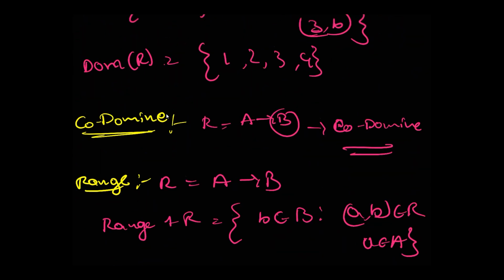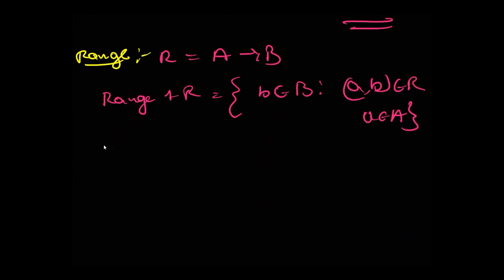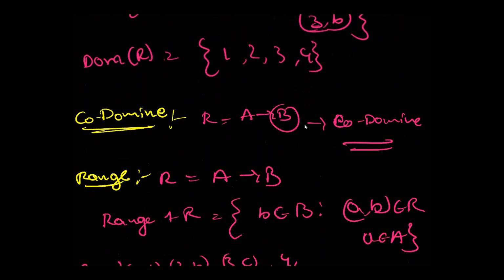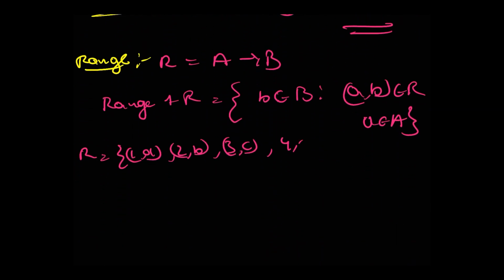Let us take the above example. R as (1, a), (2, b), (3, c), (4, a), (3, b). Then the range of R will be a, b and c.